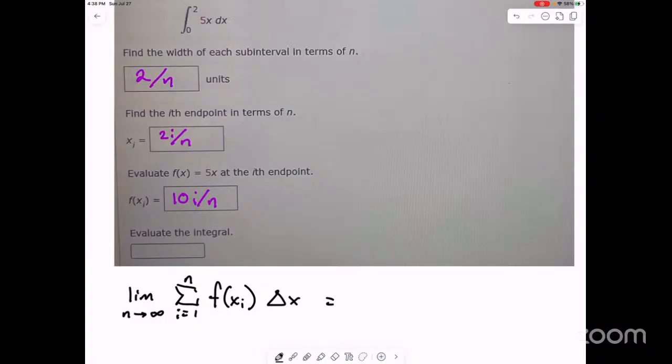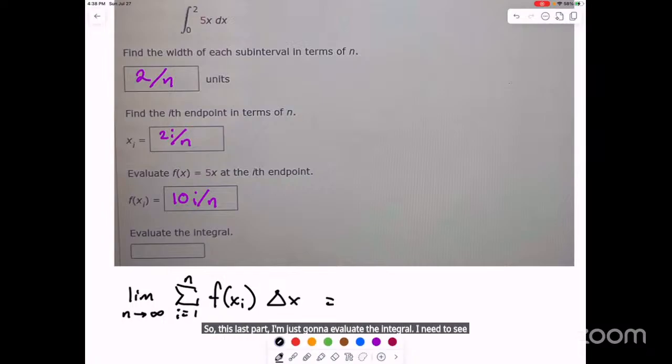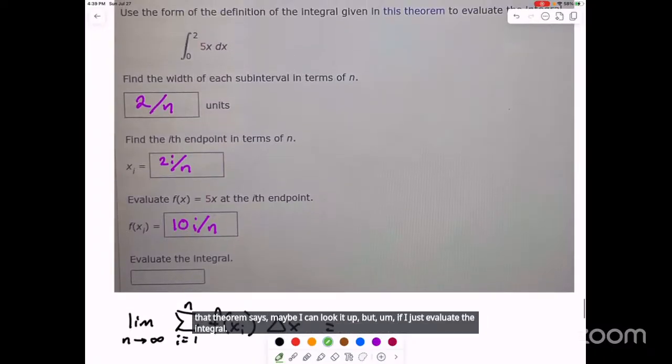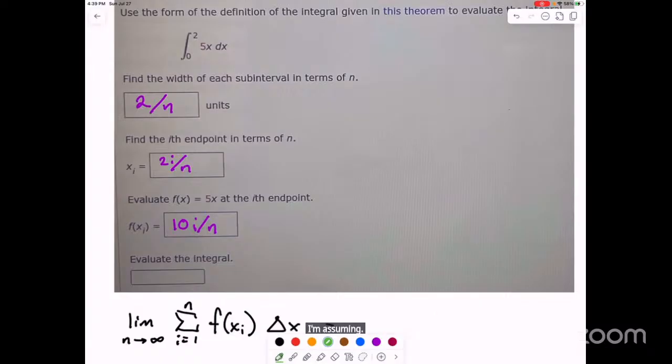Okay. So this last part, I'm just going to evaluate the integral. I need to see what that theorem says. Maybe I can look it up. But if I just evaluate the integral, that would be 5x squared over 2 as x goes from 0 to 2. Something should converge. Anyway, 2 squared is 4, so that's 20 over 2 minus 0, which is 10.